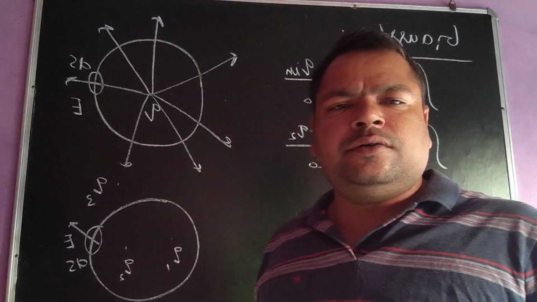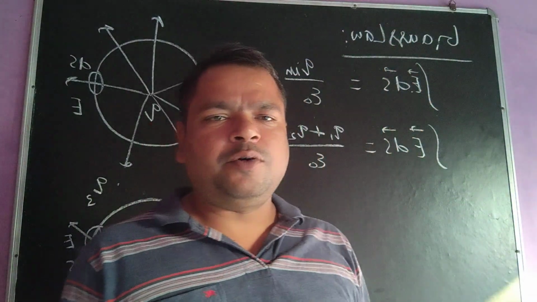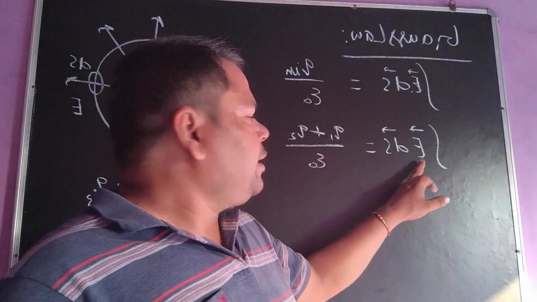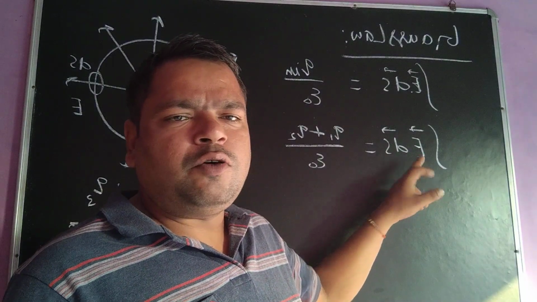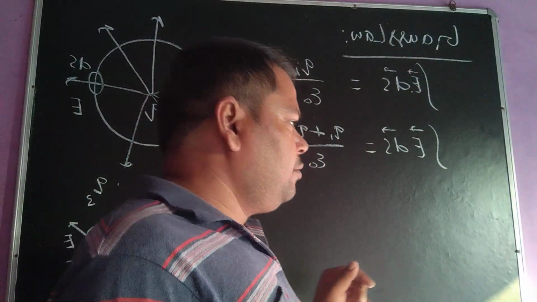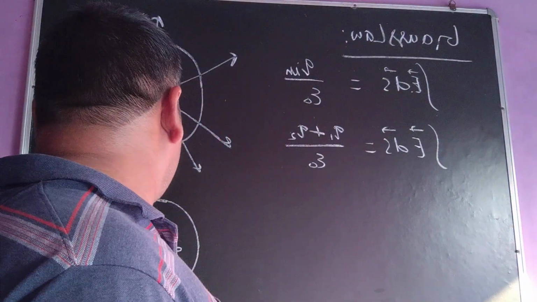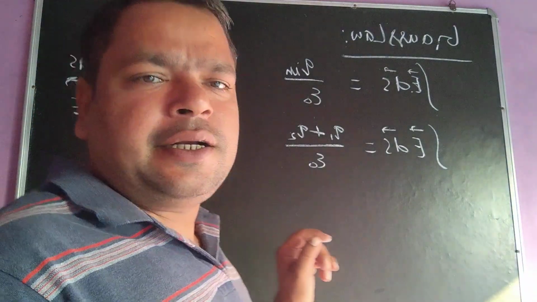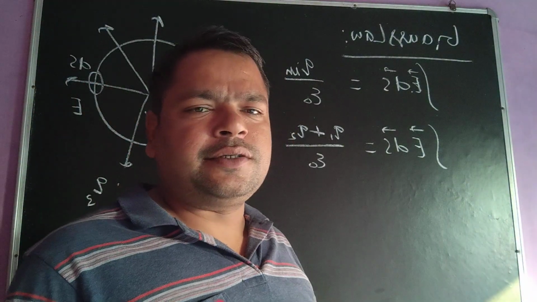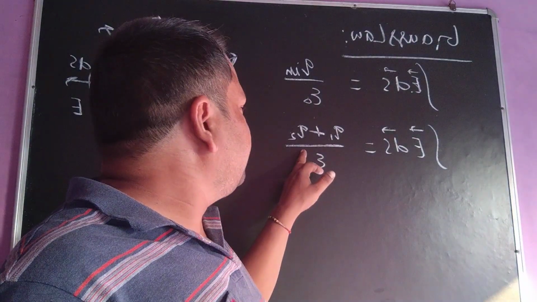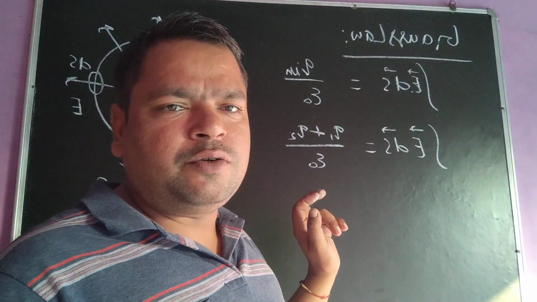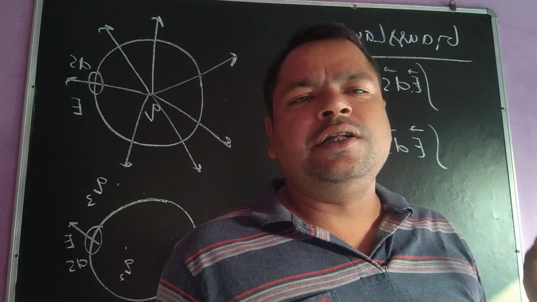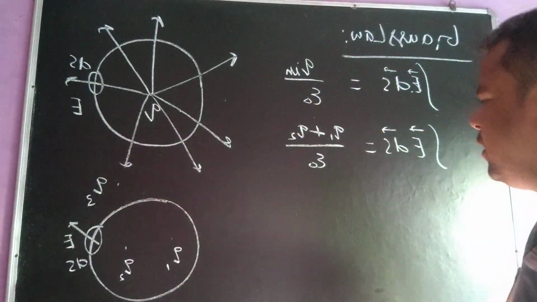A very important point here: the electric field on the left side is the field due to all the charges. What charges? Q1, Q2 and Q3. The electric field is due to all the charges, but on the right side the charge is only inside the Gaussian surface, only Q1 plus Q2. Why is Q3 not included here? I will let you know.